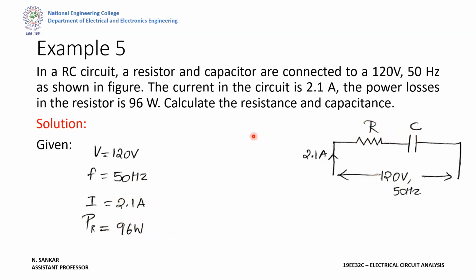Okay, so first of all we will take the values we know. Here we know the value of current I and voltage V and power across resistor, that is real power. Okay, from this we can calculate the value of impedance. So first of all let us take power across resistor. Okay, so 96 watt. Power across resistor is nothing but I square R, equal to 96.